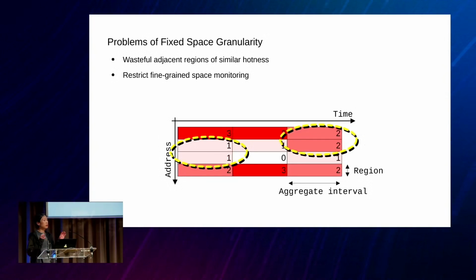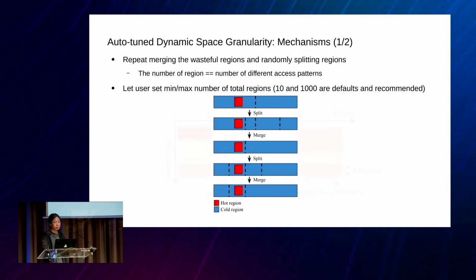So from the last research of the visualization, we can find some of the wasteful inefficiency. That is, there are adjacent regions having similar hotness. Those are not really needed, right? And also, this kind of fixed granularity is restricting the ability to monitor fine-grained space of the access pattern.